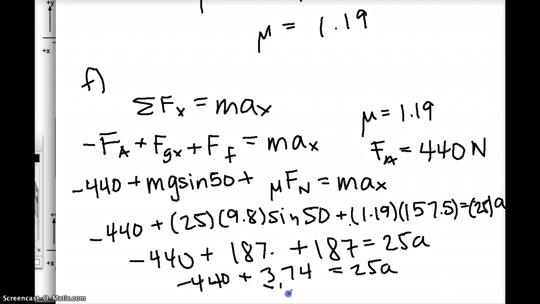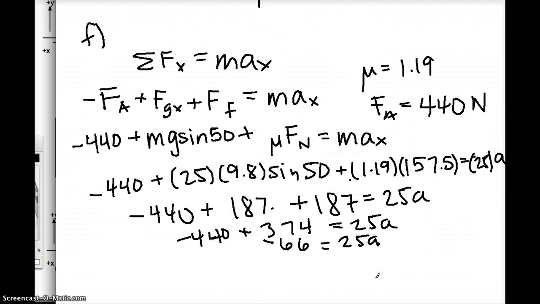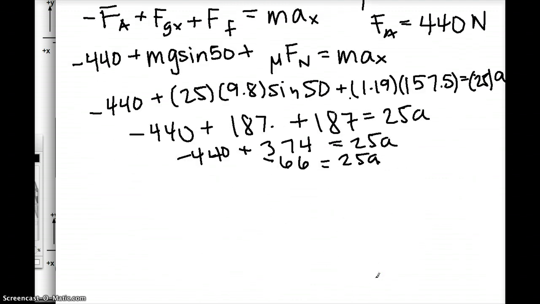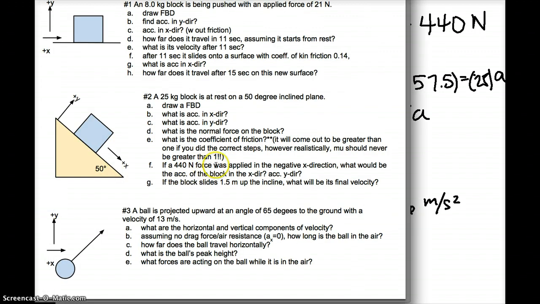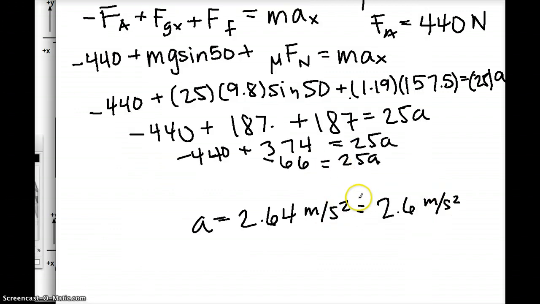And I'm left with negative 96 is equal to 25a. I could divide both sides by 25. And my acceleration is about 2.64. But really to the appropriate sig figs, and it makes sense why we want to round it, because we can't be so sure that this number is exactly accurate because we weren't given numbers that accurate to begin with. So 2.6, my final answer, as to the acceleration in the x direction now that there's this force being applied, and that's negative.